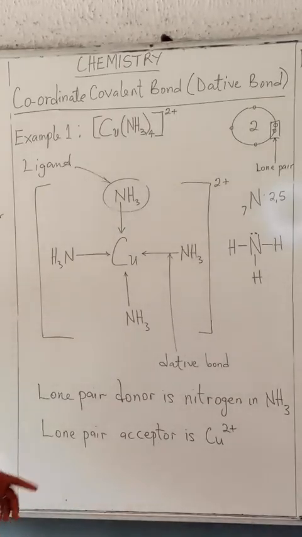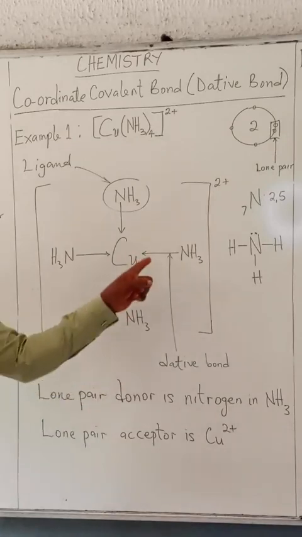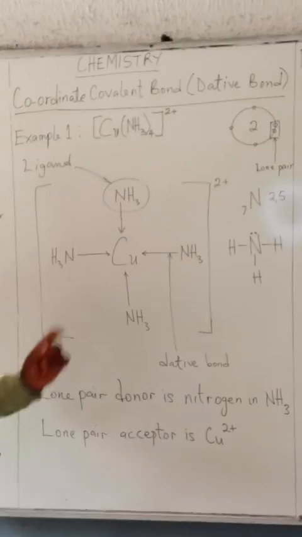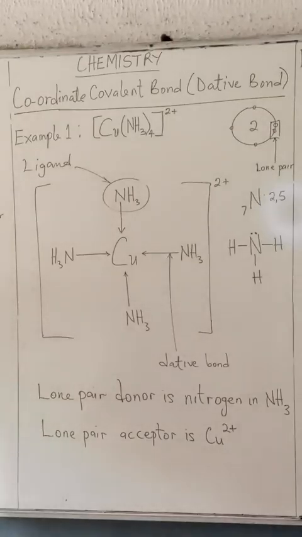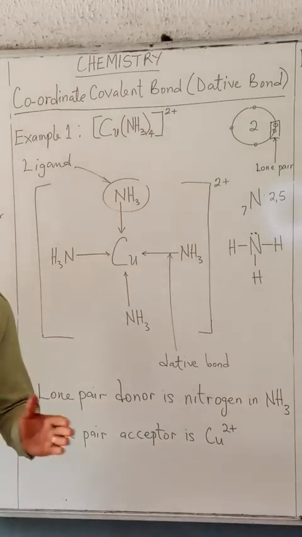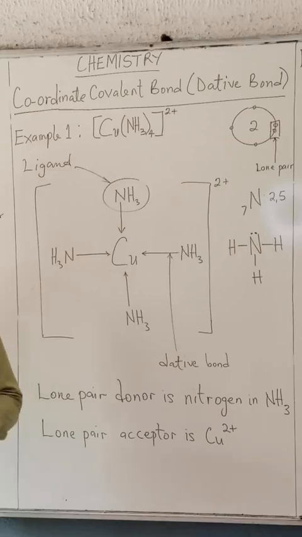Do you know why the arrow is pointing there? Do you know why the arrow is there, pointing from nitrogen to copper? It shows a dative bond. What is the difference between a single covalent bond and a dative bond? Dative covalent bond.